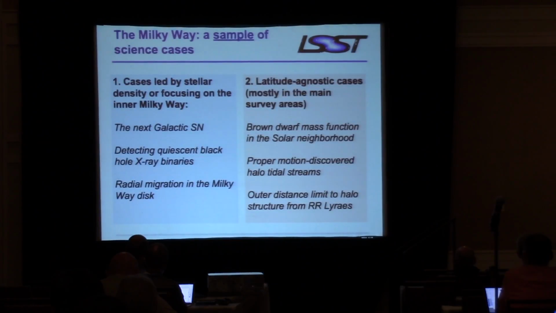The material on the left, the cases that are led by stellar density, where you want some population but you know it's going to follow where most of the stars are, or where the inner plane is the place to be, is a little bit less well developed. That's what we've partly focused on so far.